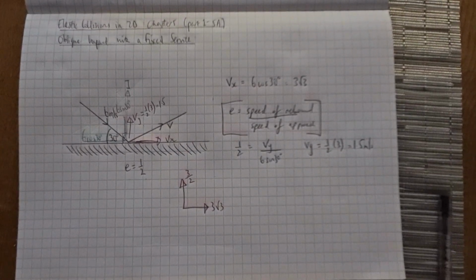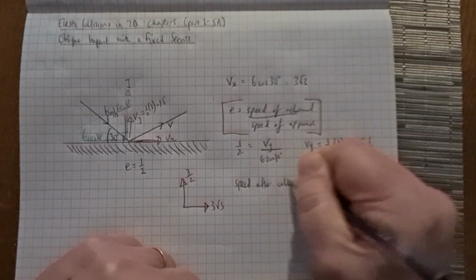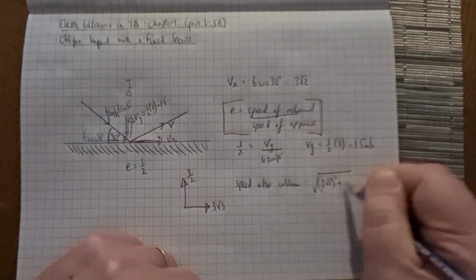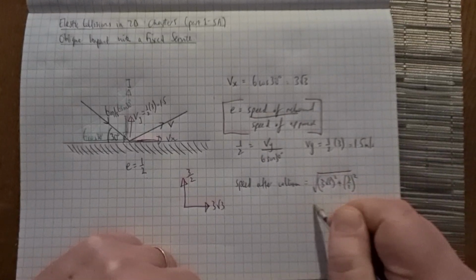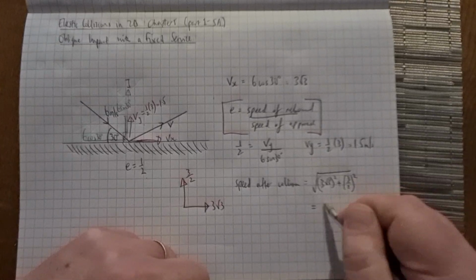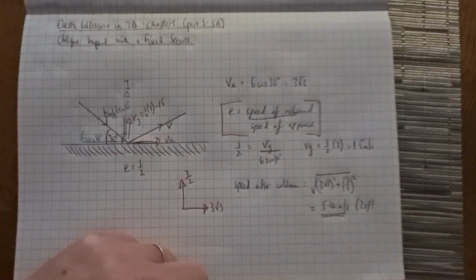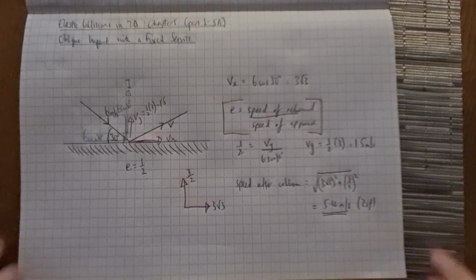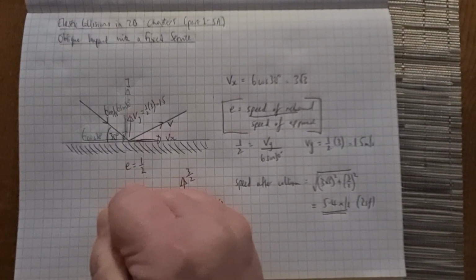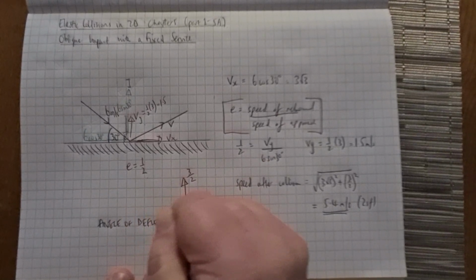To find the speed of v, or the speed after the collision, we simply have the square root of (3√3) squared plus (3/2) squared, and once we work that out, that gives us a value of 5.4 meters per second to 2 significant figures. Now, the other thing we're asked to find is the angle of deflection. So I'll just make a note of that at the bottom of the question here: the angle of deflection.